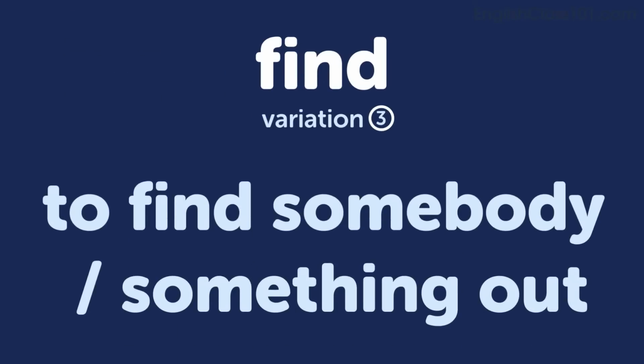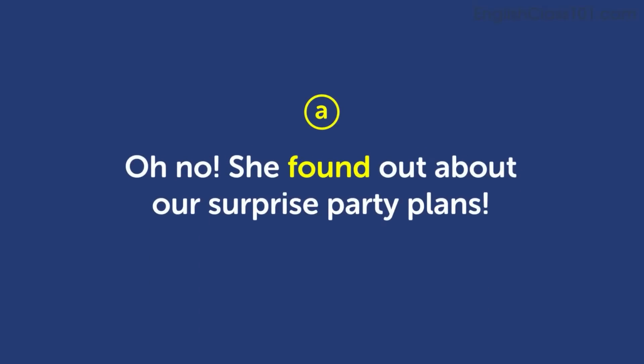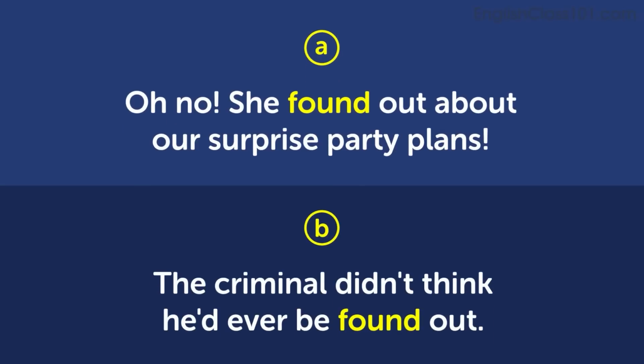The last variation is to find somebody or something out. This expression means to learn information for the first time. And when it's used for people, it's like because they did something bad, you learn about it. Okay, let's look at some examples. Oh no, she found out about our surprise birthday party plans. The criminal didn't think he'd ever be found out.